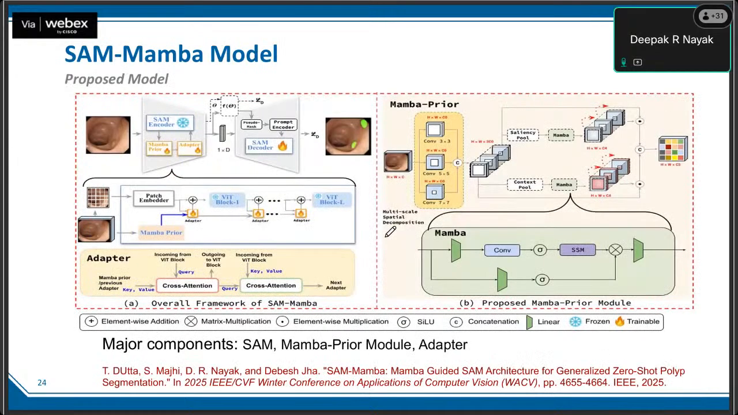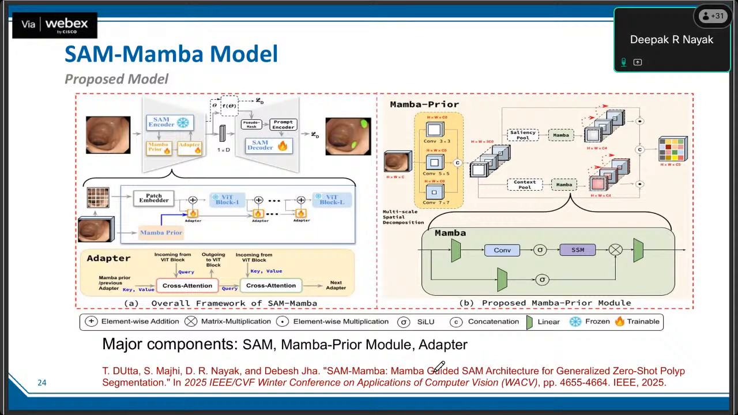So this is another contribution which we submitted to WACV, and that has been accepted in WACV 2025, right? If you look at the title of the paper, it is Mamba guided SAM architecture for generalized zero shot polyp segmentation. So what is Mamba and all? I don't know how many of you have heard about this Mamba.